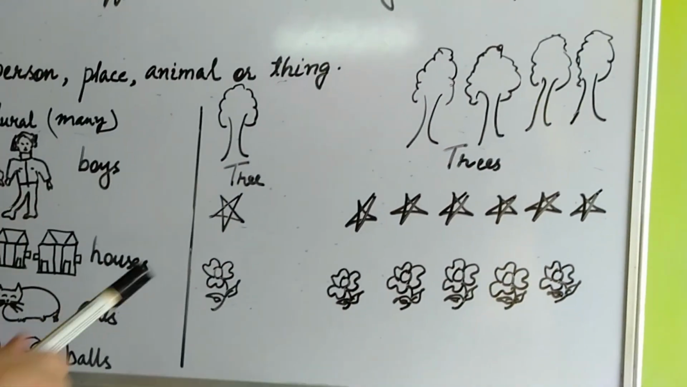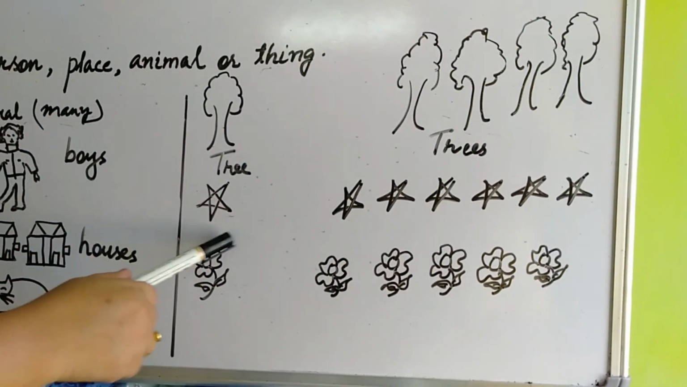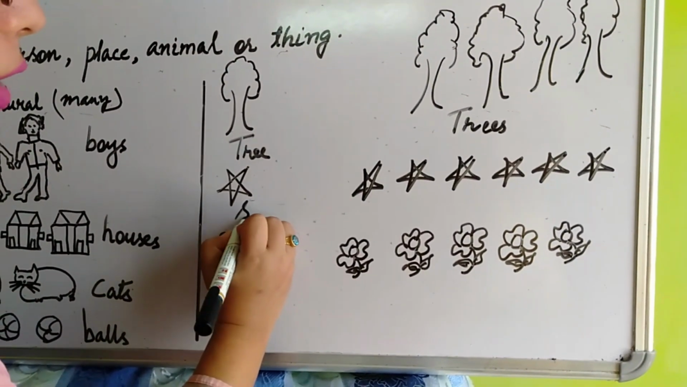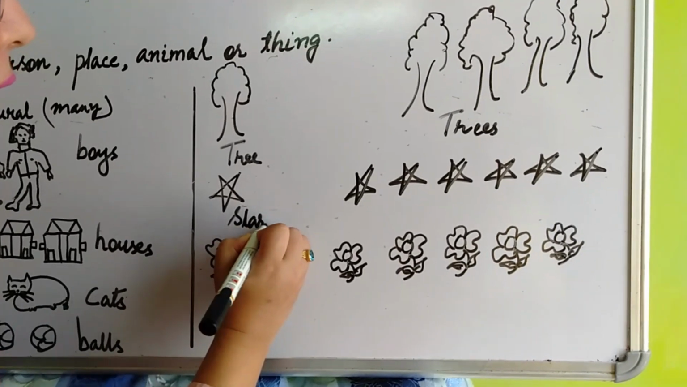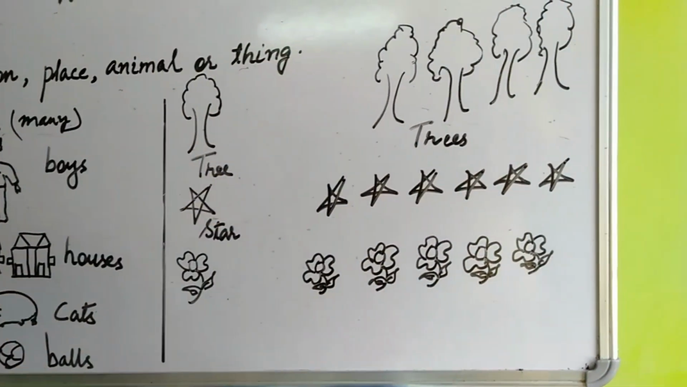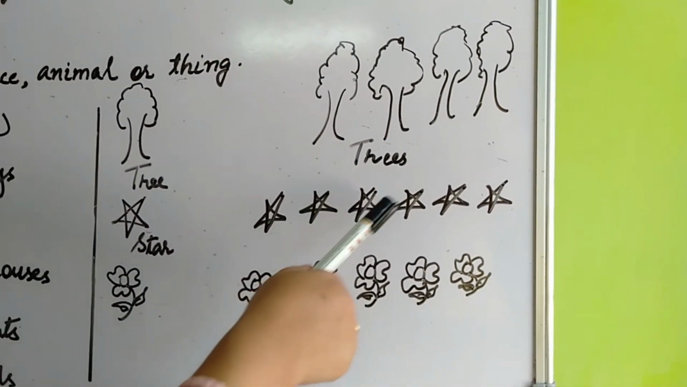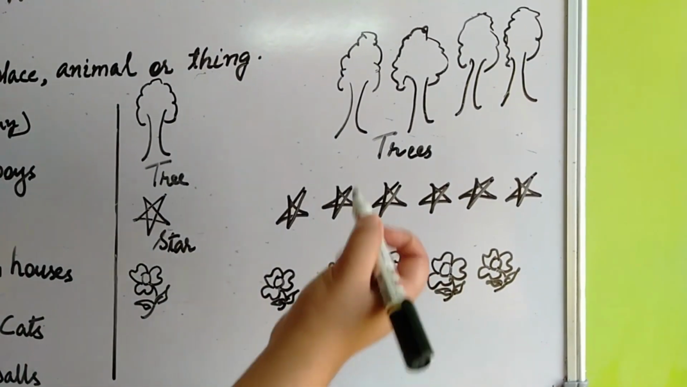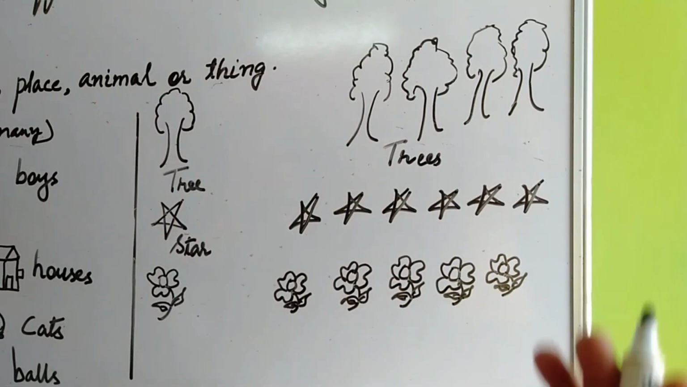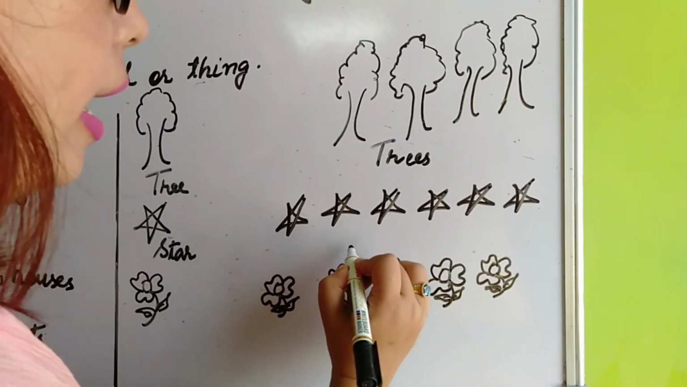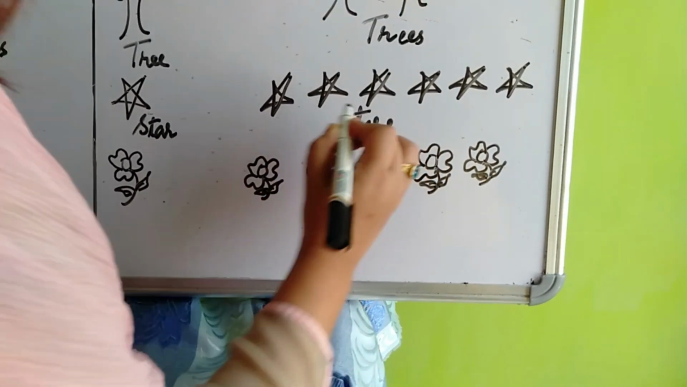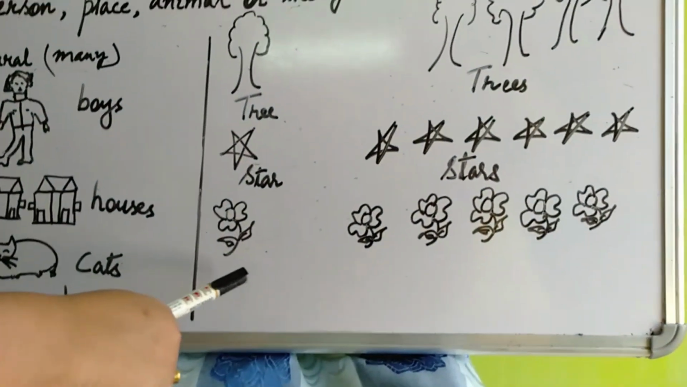Right? Next, what can you see students here? It is a star. Singular or plural? Singular. Only one. Star. On the other side, 1, 2, 3, 4, 5, 6. Many, lots. So it is called as singular or plural? Plural. More than one. So we call it as stars.